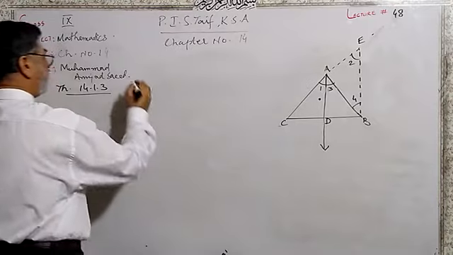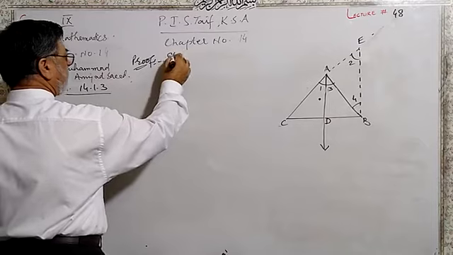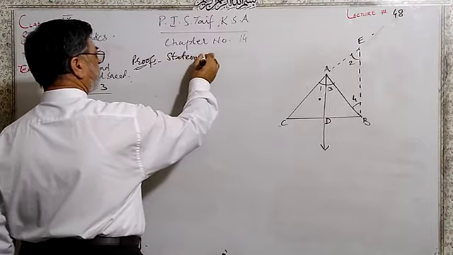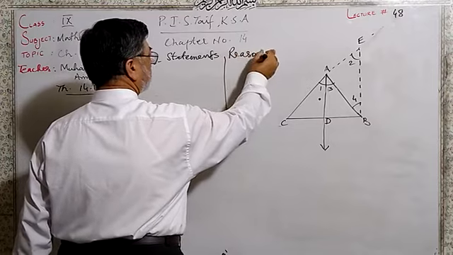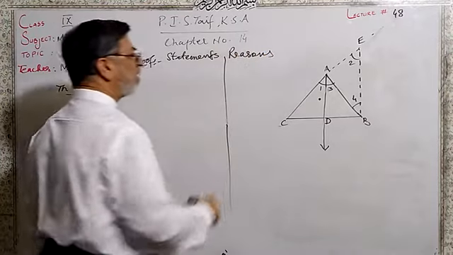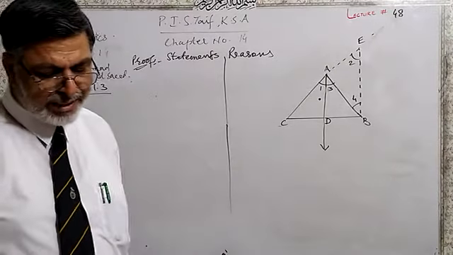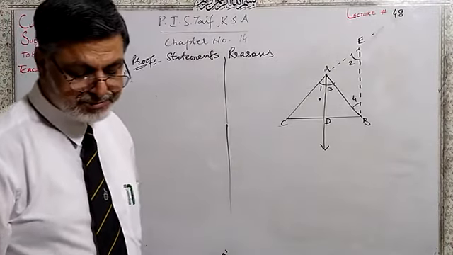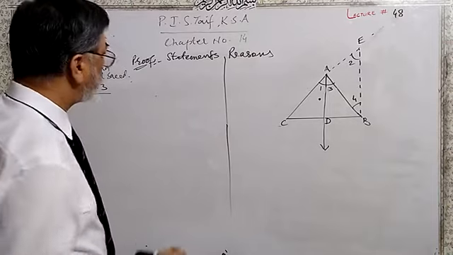We have proof, statements and reasons. Statement and reason. We have AD parallel to EB and EC intersects them.